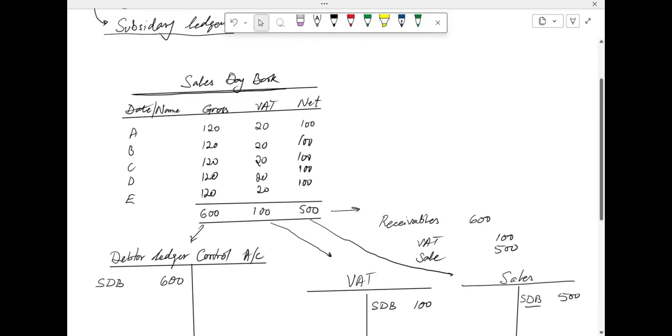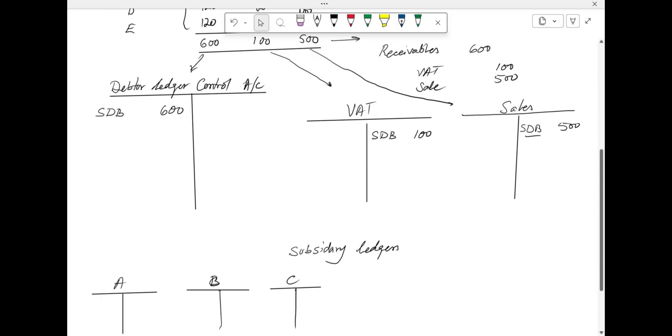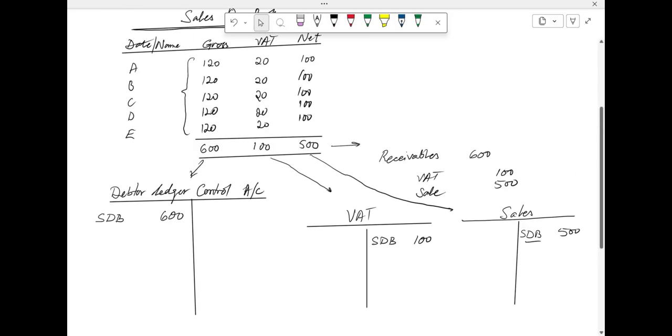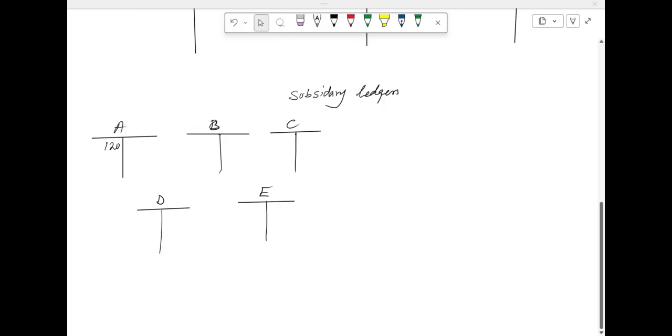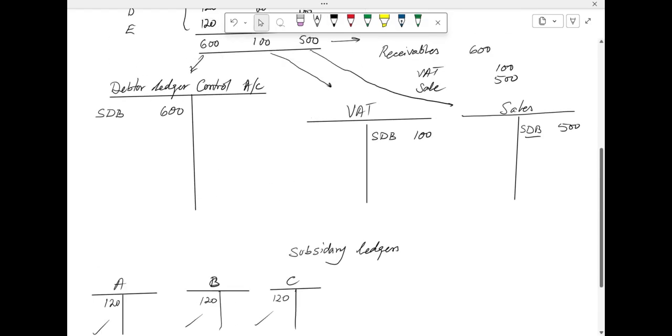And the figures I'm going to pick up are these figures from the list. Sometimes they are called list of receivables or list of debtors. Now notice that I'm not picking up the final figure, I'm picking up the individual figures. So A, 120, B is 120, C is 120, E is 120, and D is 120. And you can see that the total of these individual balances is 600 pounds, which is the same as over here, 600 pounds.